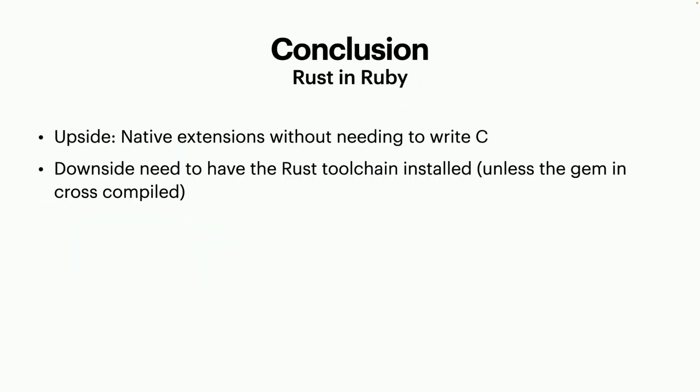Yeah, we covered this. So upside, you can write native extensions without needing to write C, which is good news for those of us who don't know any C. And also, you don't need to worry about the memory leakage issues you get if you're writing pure C. And I guess the main downside is that you do need to have the Rust toolchain installed unless you cross-compile the gem for the platforms you use, which I won't get into here.